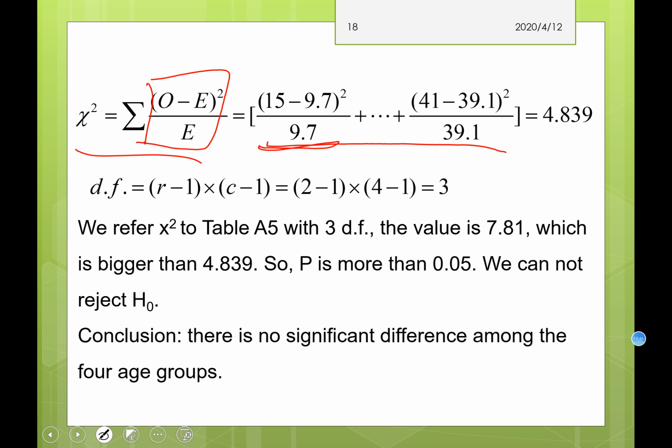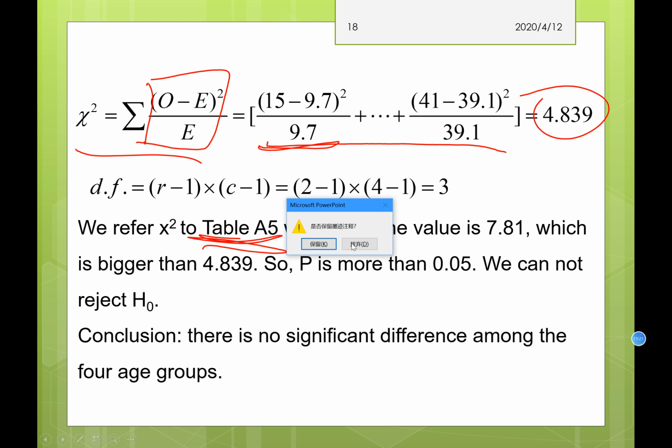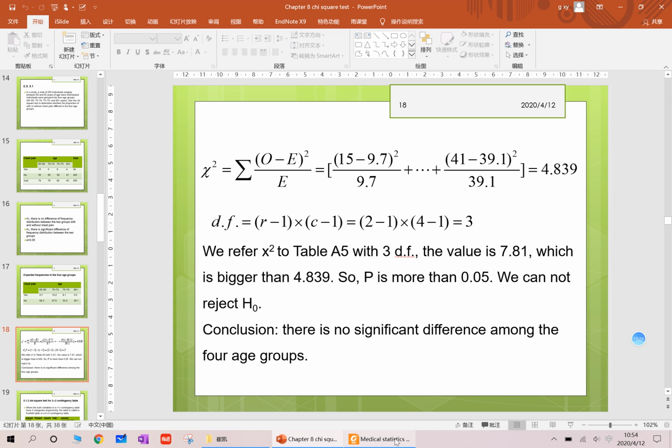now we need to compare this test statistic with another critical value, or another standard value. That should be a critical value in the chi-square distribution. And how can we get that critical value? We need to use a special table, table A5. I think we mentioned this table last class in the rank sum test. Okay, so now let's go to our textbook and find table A5.